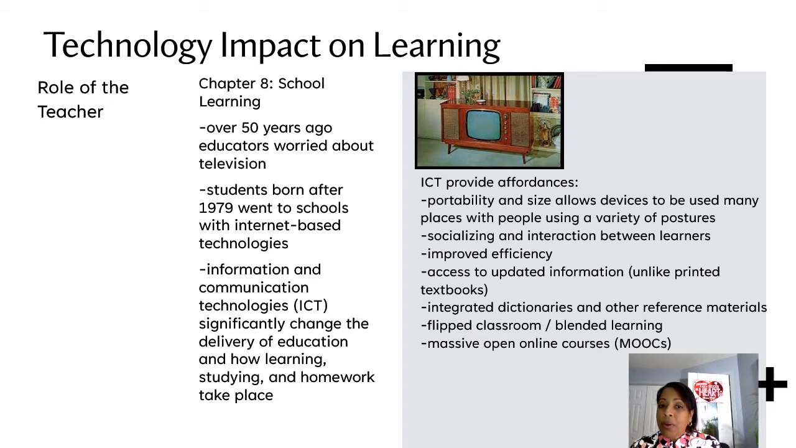So there are some key points, or affordances, from ICT, the information and communication technologies, that made a big difference in learning and made it more accessible. I'm going to use that word a lot, how we make learning more accessible to students. It's portable and small enough so that it can be used by many students in many different locations. It even talks in the book about how students can use it laying down or sitting up so they can get comfortable and really use it, especially e-readers.